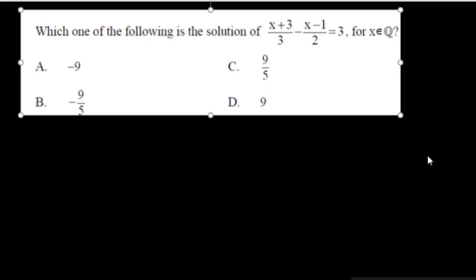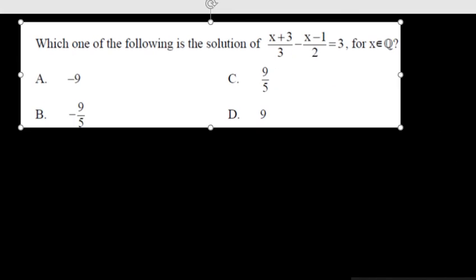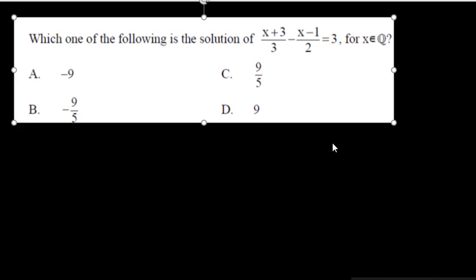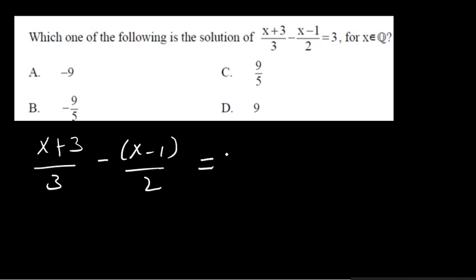Next. The next one is a linear equation containing fractions. It says x plus 3, the whole over 3, minus x minus 1, the whole over 2, is equal to 3, and x is an element of rational numbers. You need to take care of these minus signs, because it's a common mistake; students forget. The denominators here are 3 and 2, so first we have to find the LCM, the least common multiple of 2 and 3.